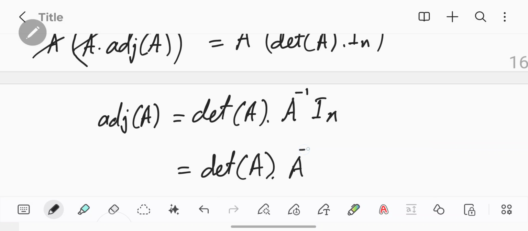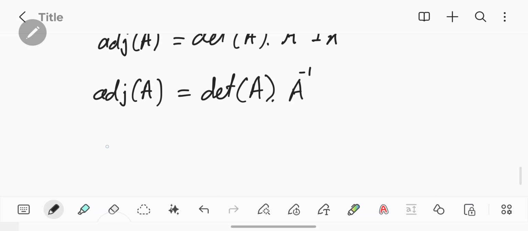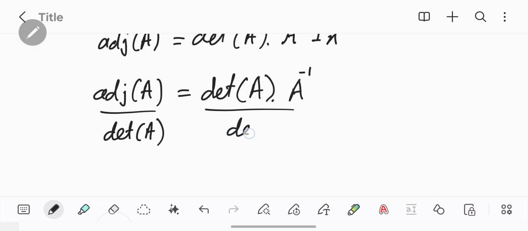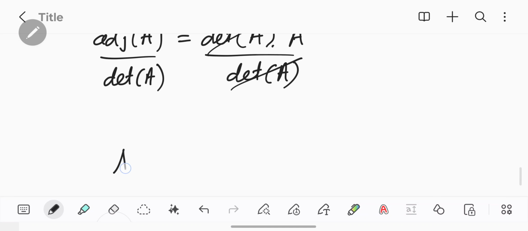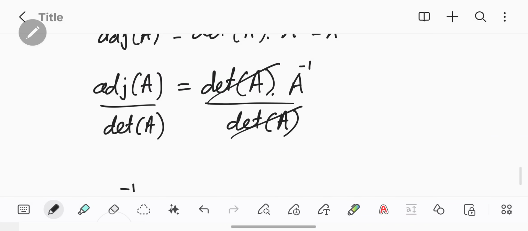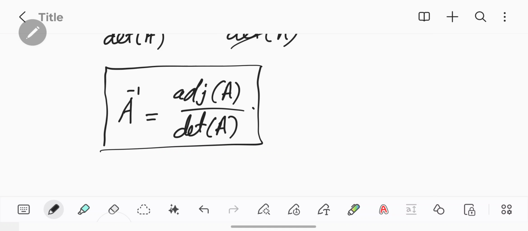Okay, so if the determinant of A is not equal to 0, then we can divide both sides by determinant of A. If we divide both sides by determinant of A, this will cancel, and here you will get A inverse. So I will have A inverse equals adjoint of A over determinant of A. Okay, so this is the way how we find the inverse of a matrix.